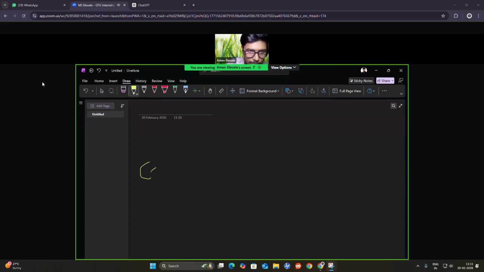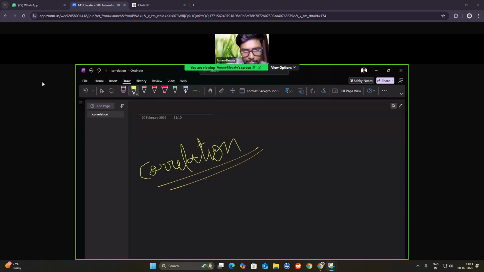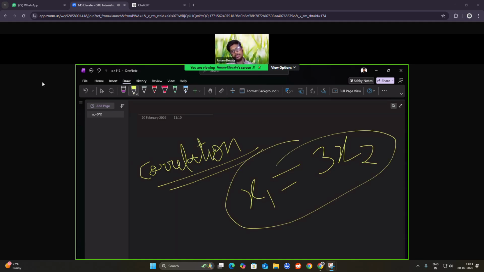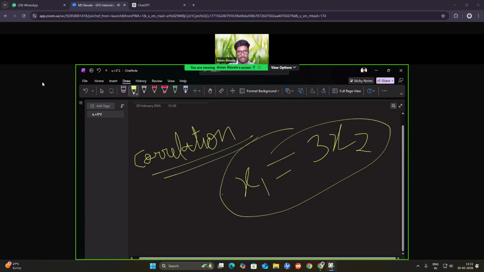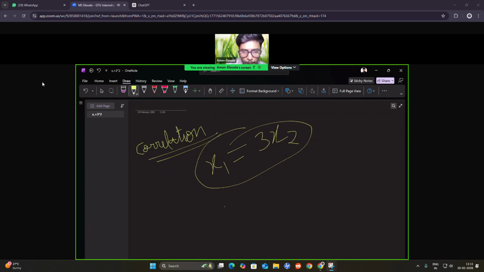Okay, so, guys, correlation matrices. Just imagine you write x1 equals 3 times x2. This is your correlation. Okay? This is your correlation. Now, collinearity.